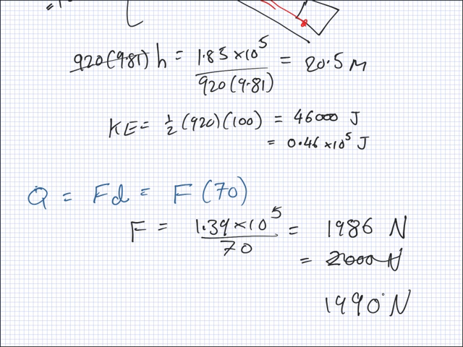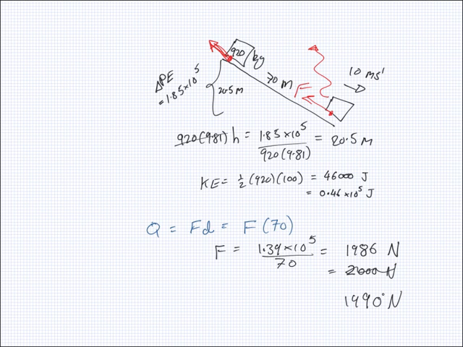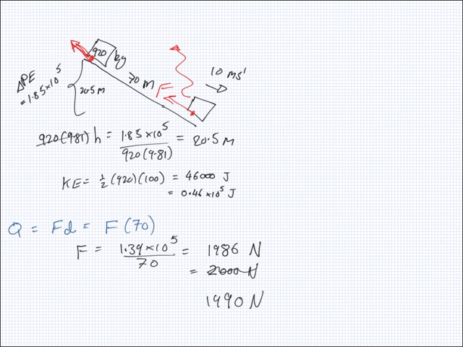Is there any other way to do it? There is. And I'm going to do it the other way just to check that the answer's right. So the first thing I want to do is get this angle here. So what is tan inverse 20.5, not tan, sorry, opposite over hypotenuse is sine. Sine inverse 20.5 over 70. 17 degrees. Okay, so look at the picture here.